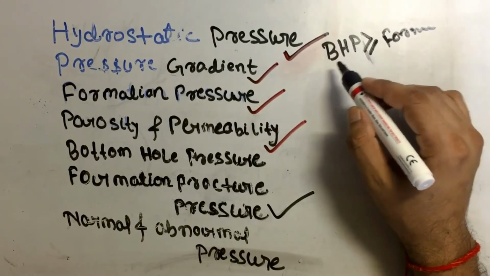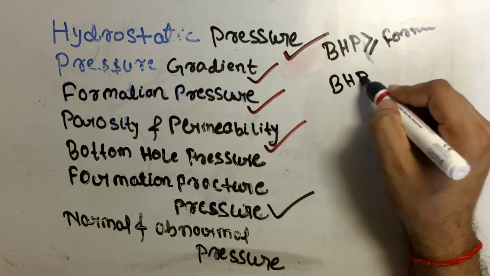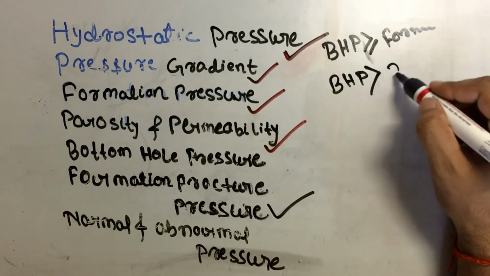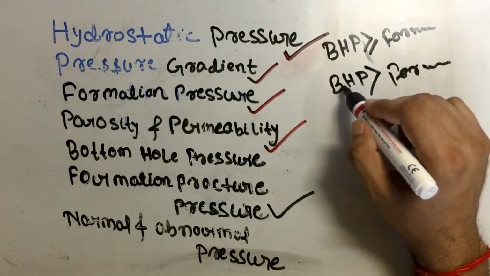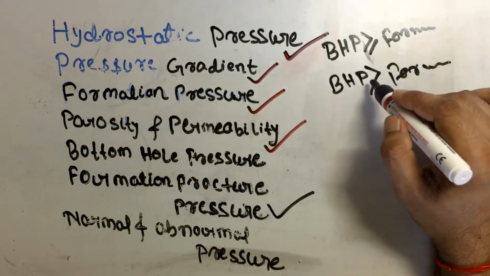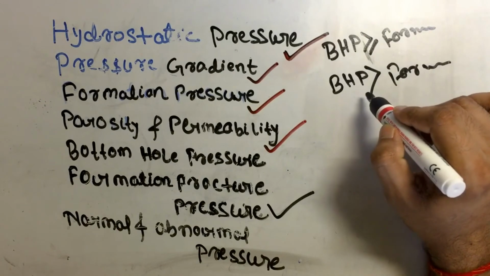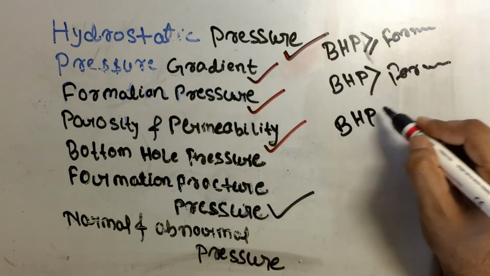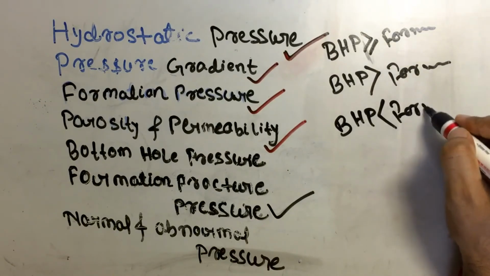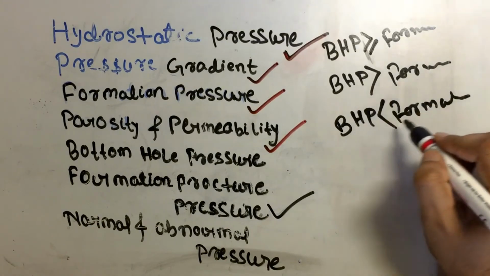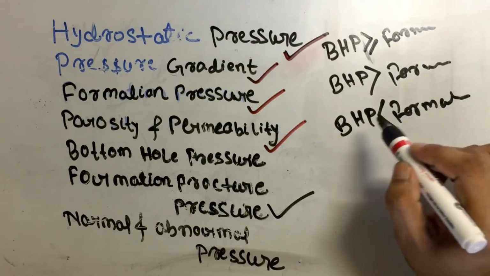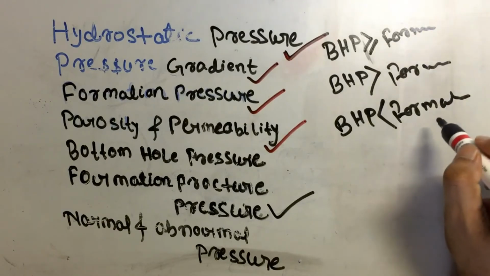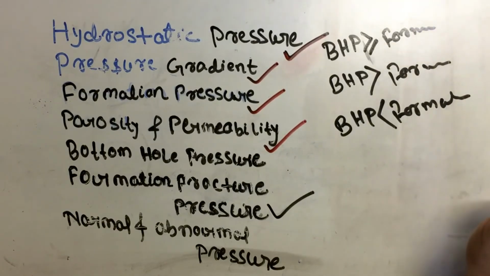If BHP is much more than formation pressure, then this is a very critical condition and the formation will break down. So we need to control BHP. And if BHP is less than formation pressure, this is known as underbalance condition, and in this condition formation fluid will enter our well, which is known as a kick. So this is also a bad condition.